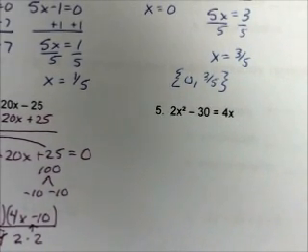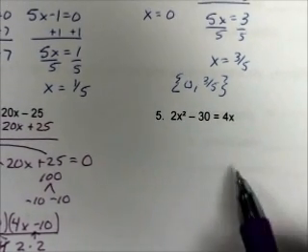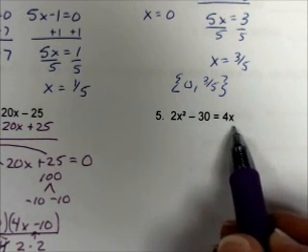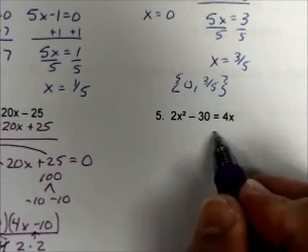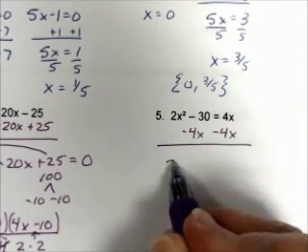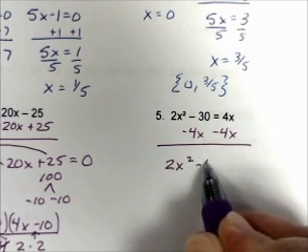And our last quadratic equation that we're going to solve by factoring is 2x squared minus 30 equals 4x. Well, we need to put this in standard form, so we subtract 4x from both sides. Again, it's not necessary that you show that step.